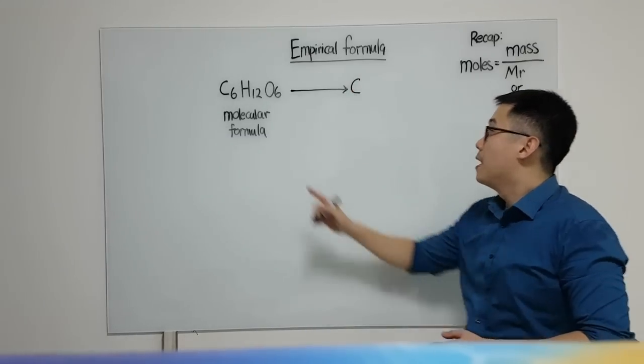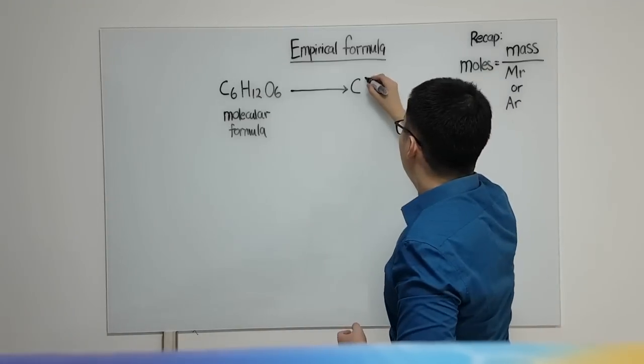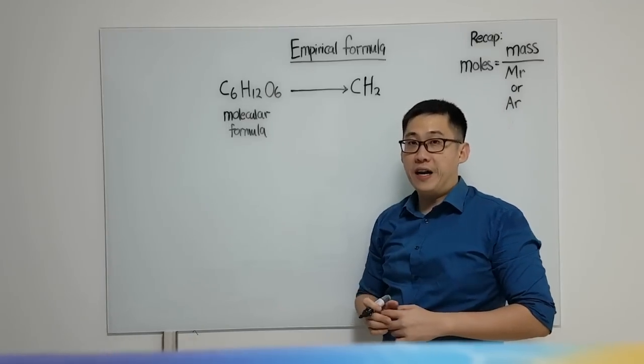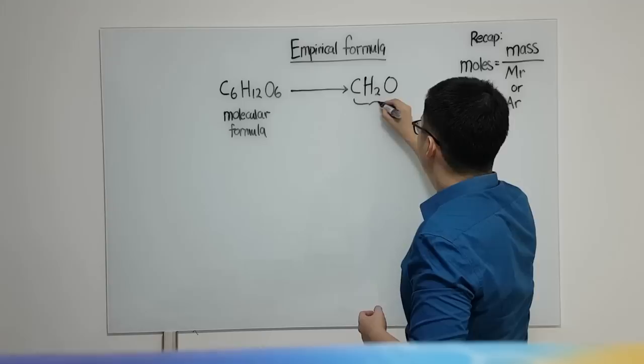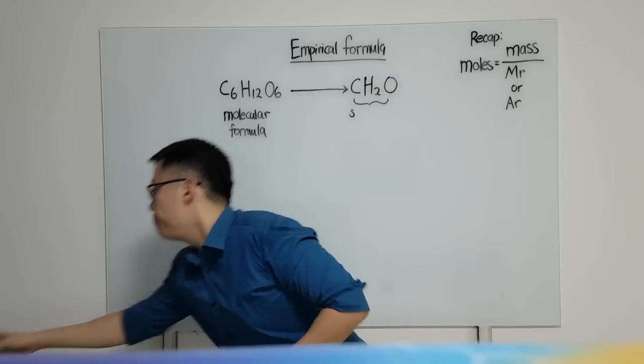So in this case, I will divide carbon by 6, so it gives me C1. Hydrogen, I will then divide by 6 as well. It will give me H2. And oxygen, after dividing by 6, will give me O. This, student, is the empirical formula.